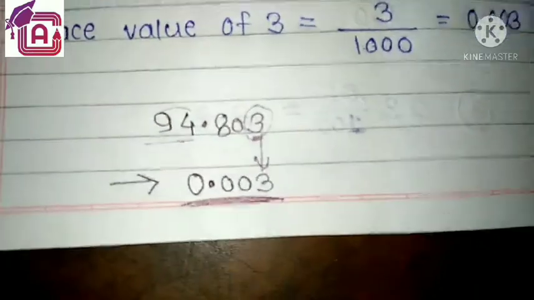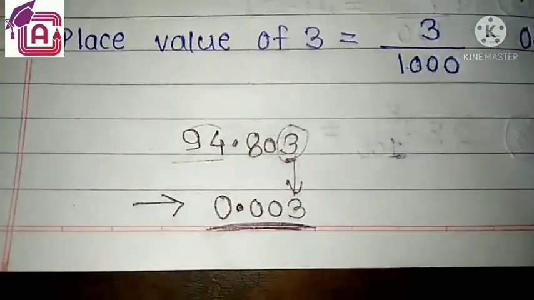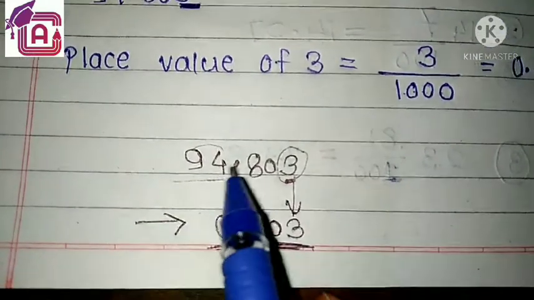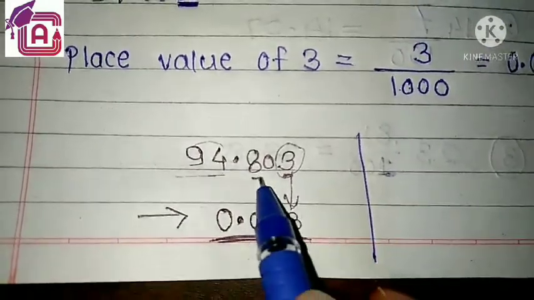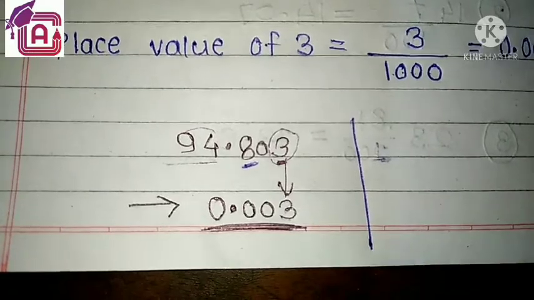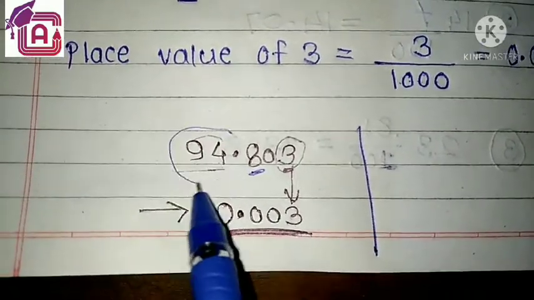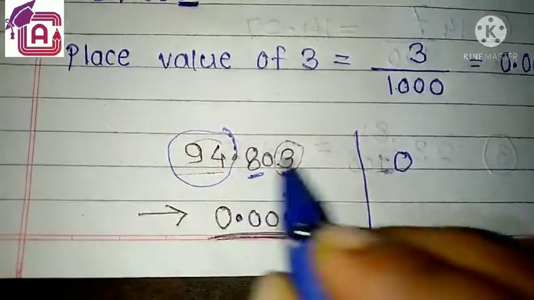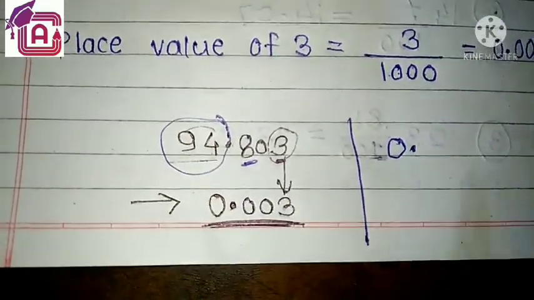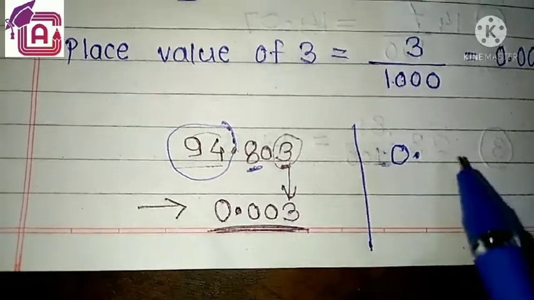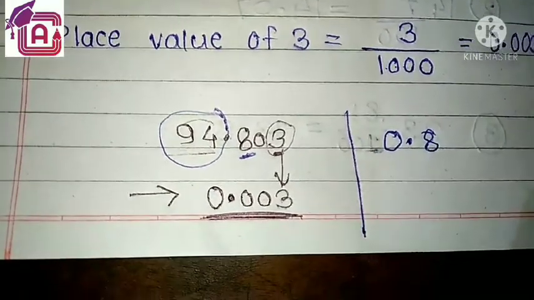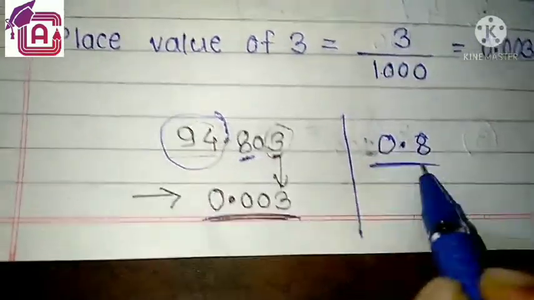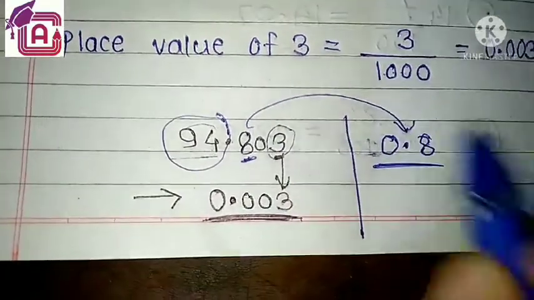So this is a very simple way of finding the place value. If I require the place value of this 8, what we are doing? For the whole number we are writing 0, then point is there, so I am writing point here. And which number is coming? 8 directly, so I am writing here directly 8. So 0.8 is the place value of this 8.